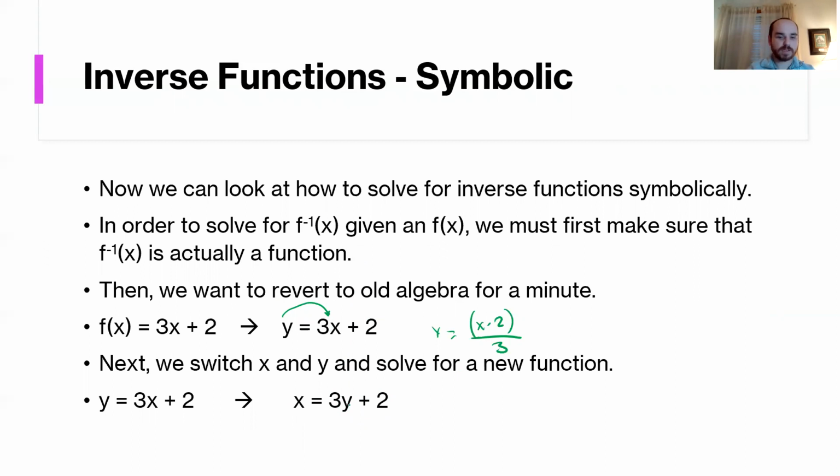So in this case, if we want to solve this for y, we're first going to subtract 2. So we have x minus 2 equals 3y, and then we need to divide both sides by 3. And what do you know? That's exactly what we have right up there. So y equals (x minus 2) over 3.